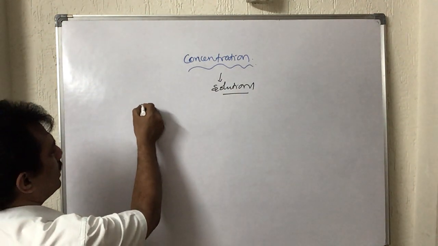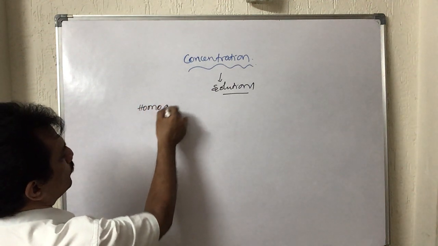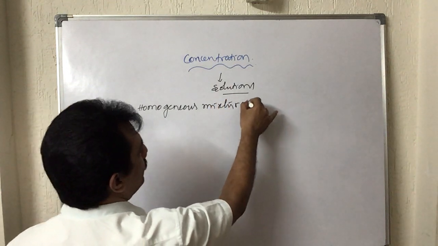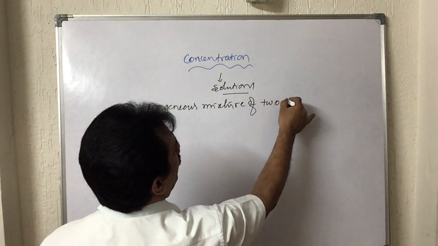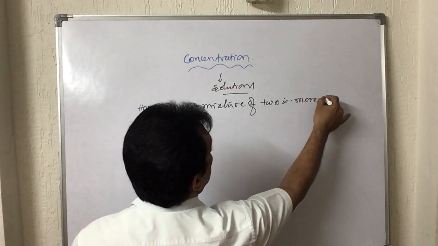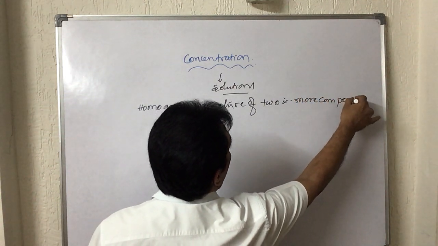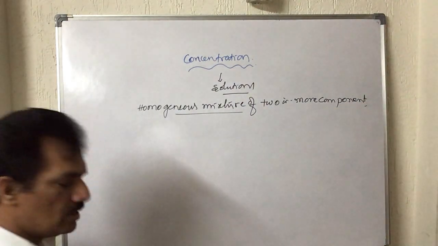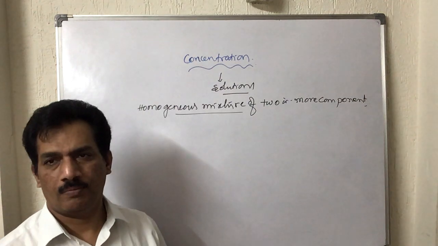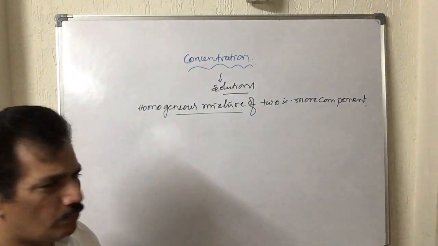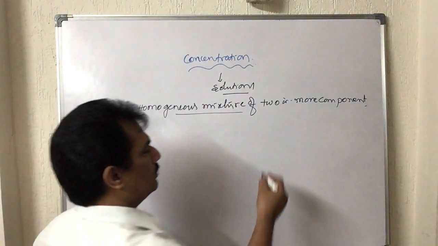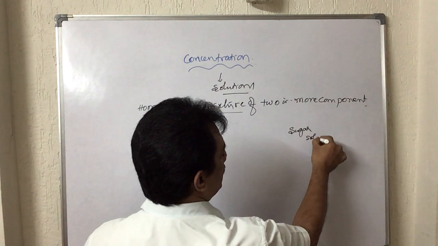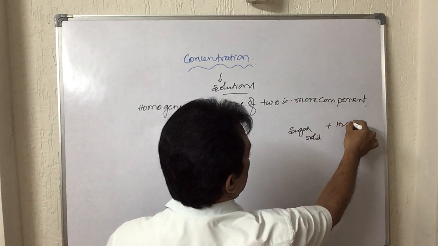A solution is nothing but a homogeneous mixture of two or more components present in the given mixture. If it is homogeneous, it means they exist only in one phase. Let me give one best example to understand. Sugar is actually in solid state, is it not? It is in solid condition. And water is in liquid condition.